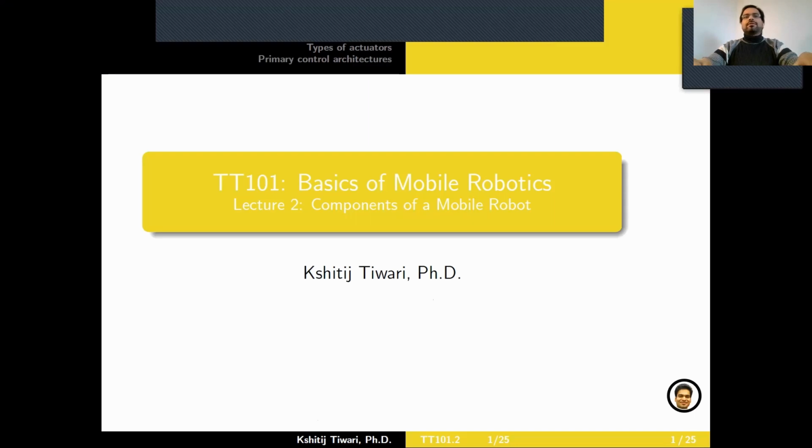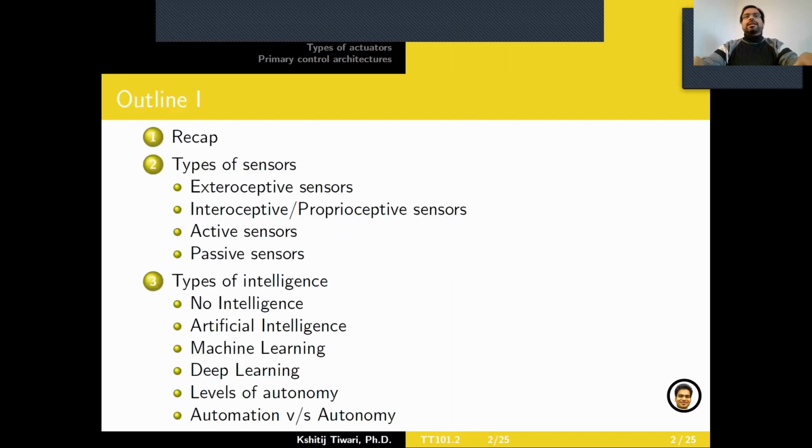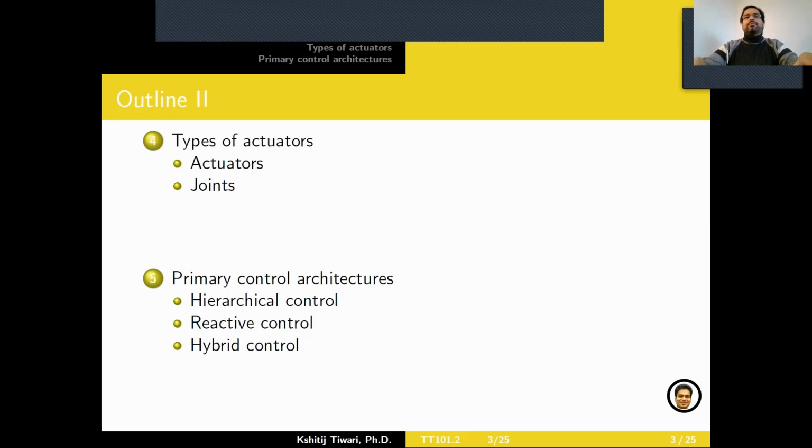In today's lecture, we are looking into components of a mobile robot. First, we will do a quick recap of what we looked into in the previous lecture, which was an introductory lecture. Then we're going to look into various types of sensors, various types of intelligence that you could use for planning, various types of actuators, which help you act on the decisions you've made based on the information you have sensed, and primarily control architectures, which are basically methods of sending control commands to a robot to execute certain behaviors.